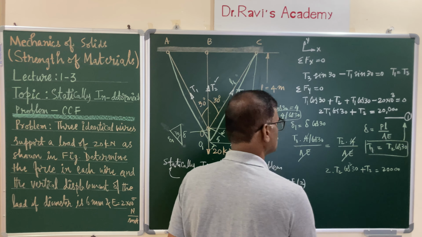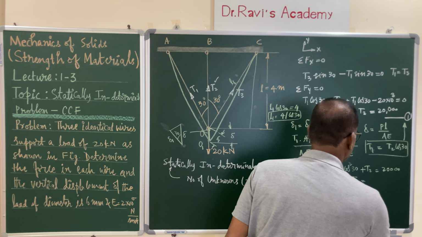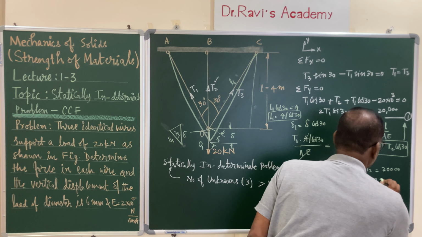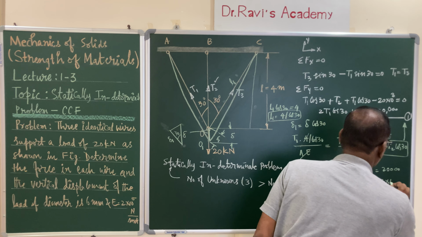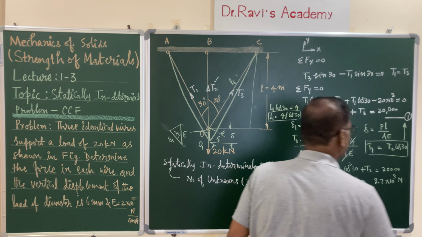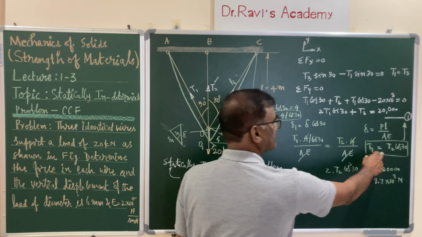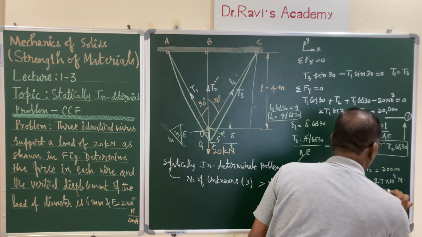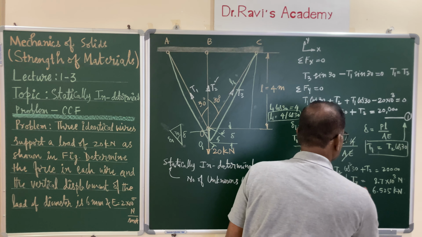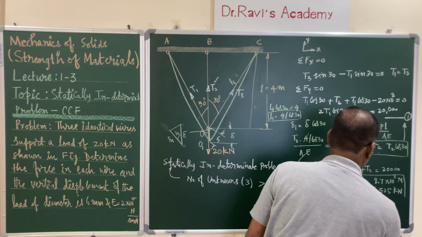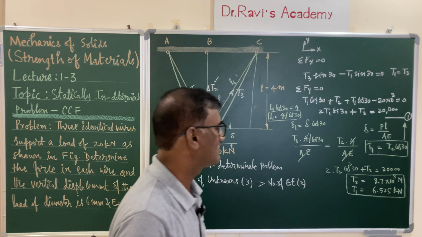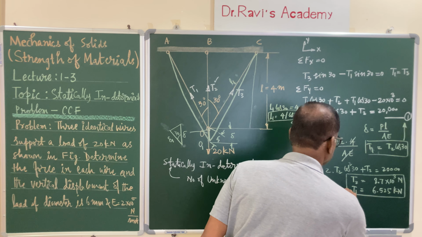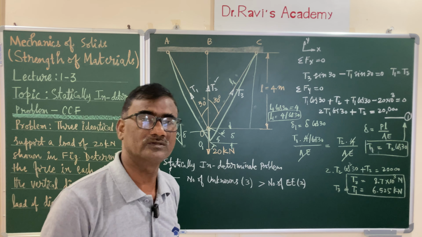If you solve for T2, calculating with your calculator, you are going to get this value. The tensile force in this is 8.7 kilonewtons. Substituting into this, you will get the T1 value as 6.525 kilonewtons. The tensile forces in the wires are known now. T1 is equal to, of course, T3 also. You got the forces in all the wires.